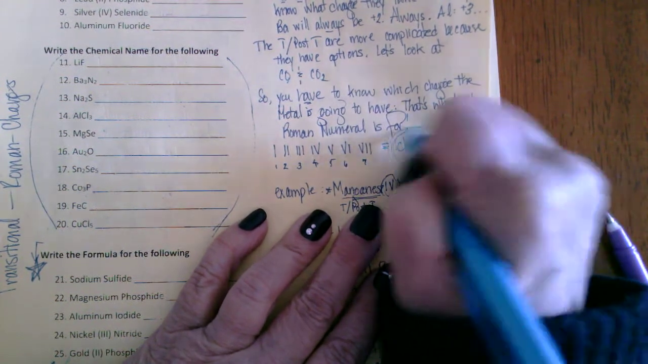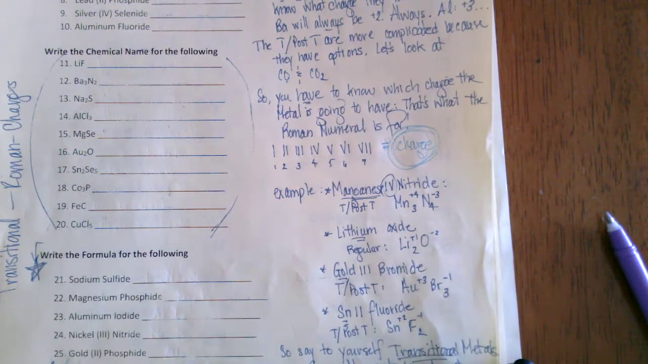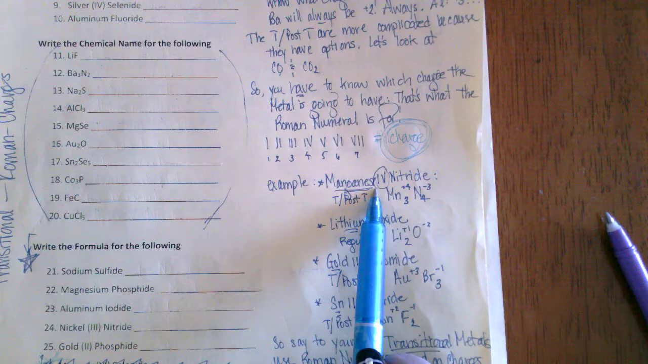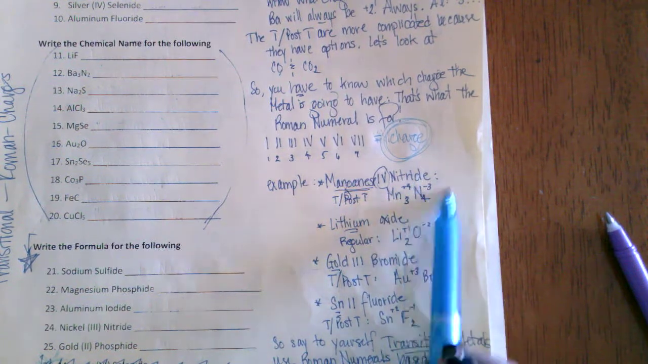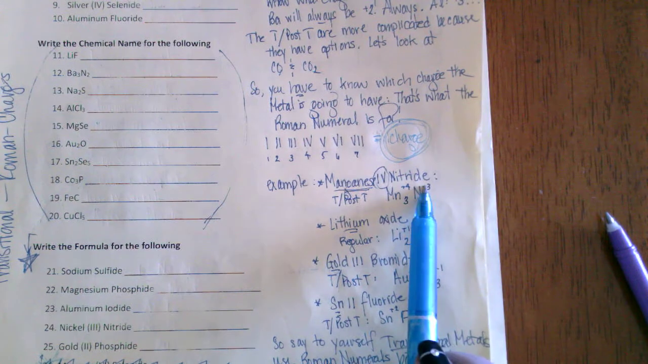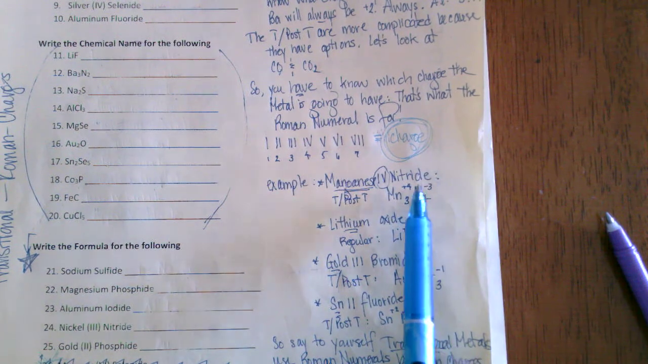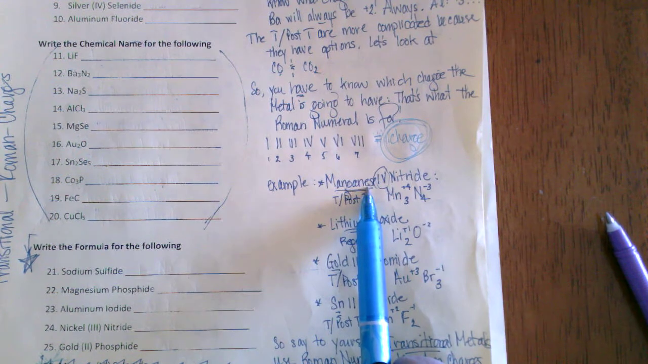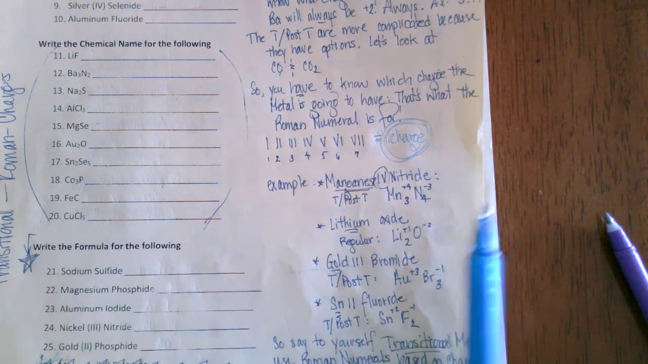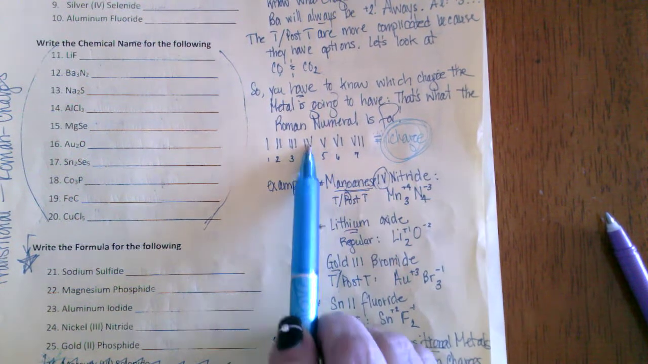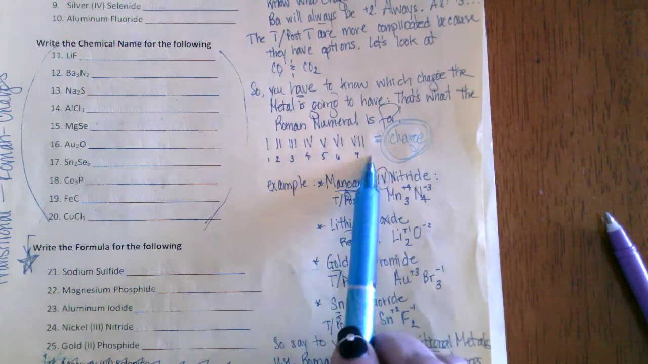Not the subscript, the charge. So let me give you an example. Manganese 4 nitride. I see an ide, and that means I have 2 elements. Manganese, don't think that's magnesium, it's manganese. Manganese is Mn. Manganese 4, that's Roman numeral 4, you might want to write them out with the numbers underneath them.